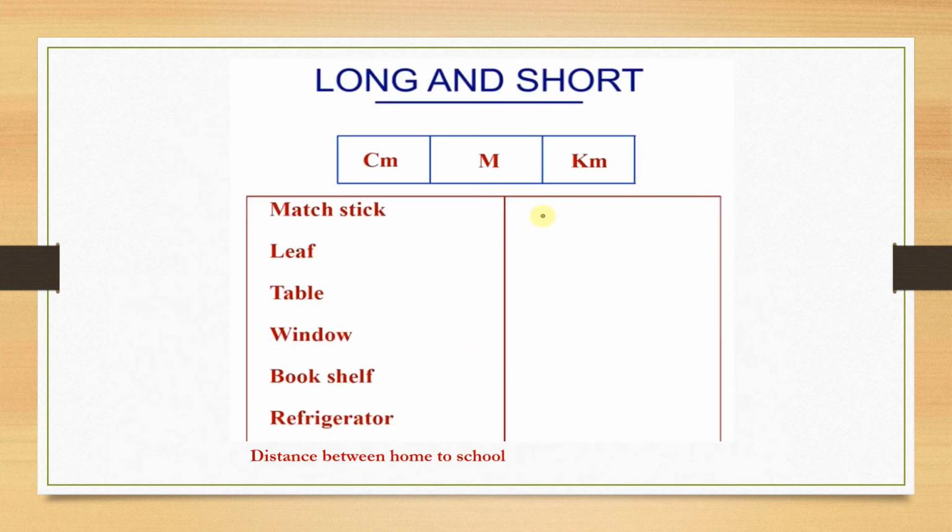Now we will do this exercise, long and short. You have to write centimeter, meter and kilometer. Okay, matchstick is centimeter, leaf is also centimeter, table is in meters, and it can be also in centimeter. Window is meter. Bookshelf, meter. Your refrigerator at your house, that is also meter. And the distance from your house to school is kilometer. The distance from your house to railway station is also kilometer. So the long distances we measure in kilometers.